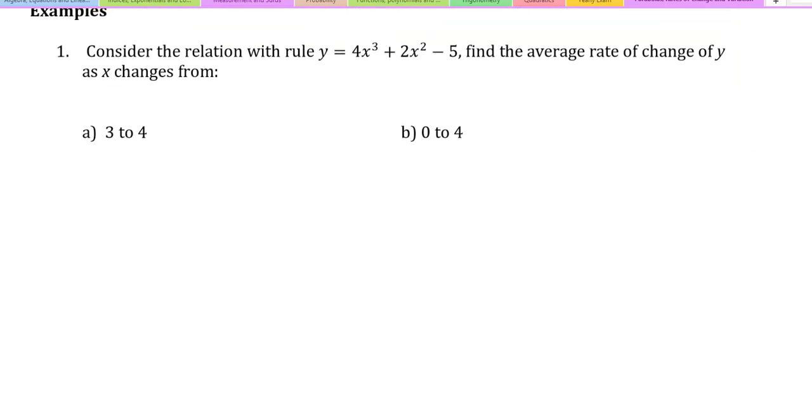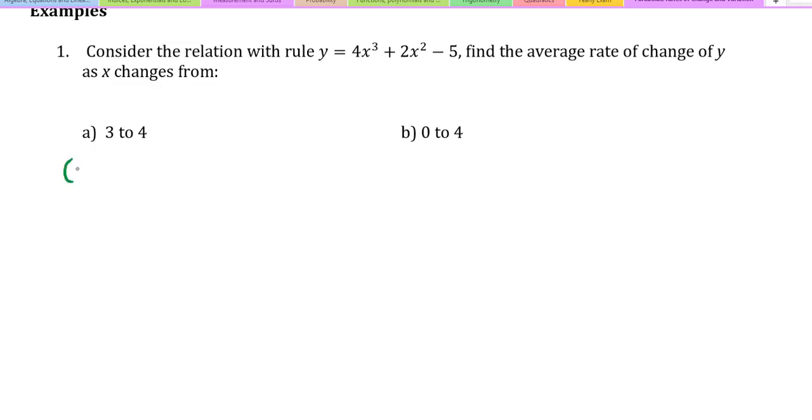Consider the relation with a rule y is equal to 4x cubed plus 2x squared minus 5. Find the average rate of change of y as x changes from 3 to 4. So we have a point at x equals 3 and a point at x equals 4. If I want to find the rate of change, which means I want to use that gradient formula, I need to know what those are as points.